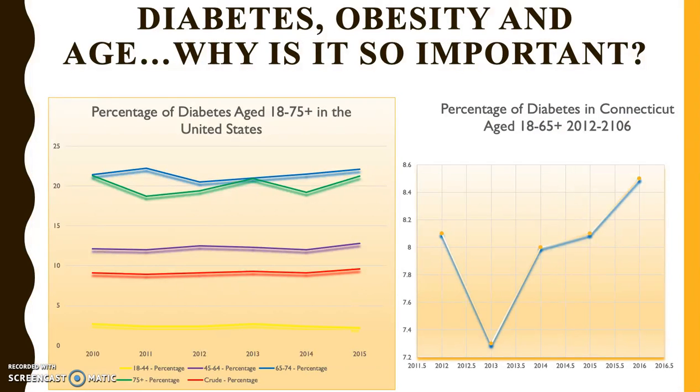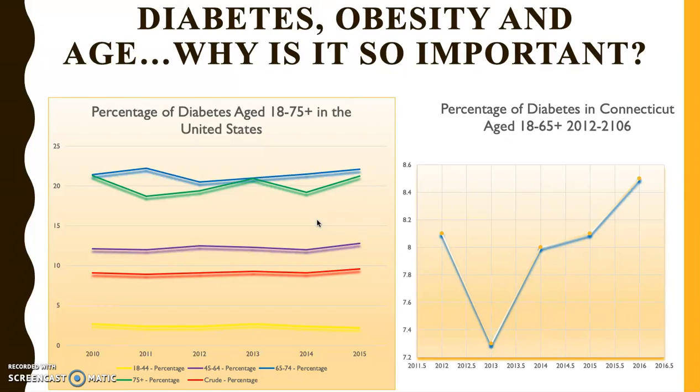Why is this so important? Well, first of all, diabetes contributes to the number one leader of death in the United States, heart disease and vascular disease. It also can be controlled by obesity. And where does age fall into this? So I thought it was important to explore these three variables.